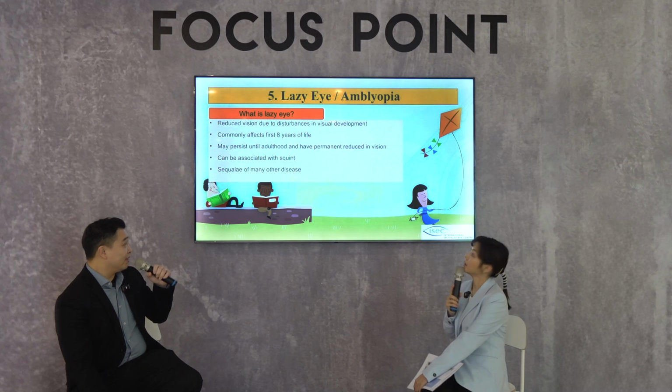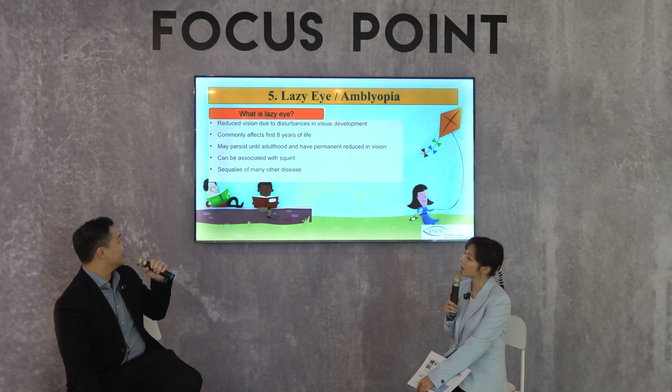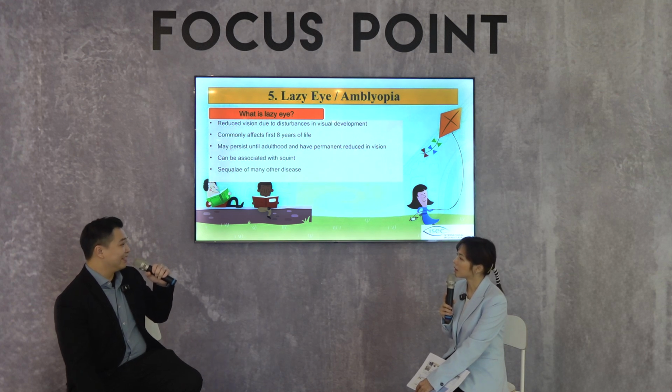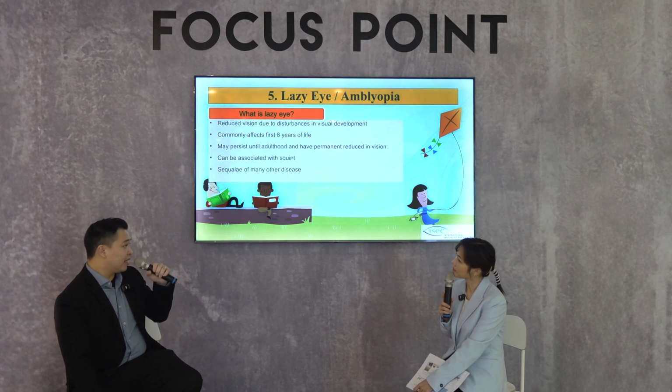Anything that prohibits clear vision or disturbs the vision can cause lazy eye, like high refractive error. Lazy eye can also be carried on to adulthood, and this would lead to permanent reduced vision in adulthood, and it may not be reversible. So it's very important, as it has a strong implication on their career pathway. Severe lazy eyes can also be associated with squint, but not necessarily if their vision is good.